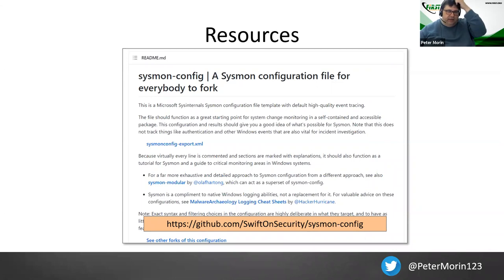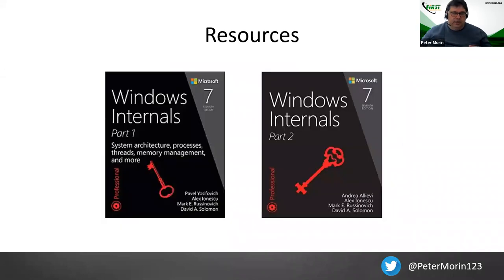There's the Sysmon config, a configuration file for everybody to fork. That's the SwiftOnSecurity one, which is really good. I did mention it earlier, but there's the OLAF one as well. And lastly, if you're going to get any book to monitor your endpoint and really understand what's going on in the endpoint, these are the two books I recommend: Windows Internals 1 and 2. They're version 7, with updates coming up, but these are the best books to understand how Windows actually works, how its processes work and so on. They're really good books.